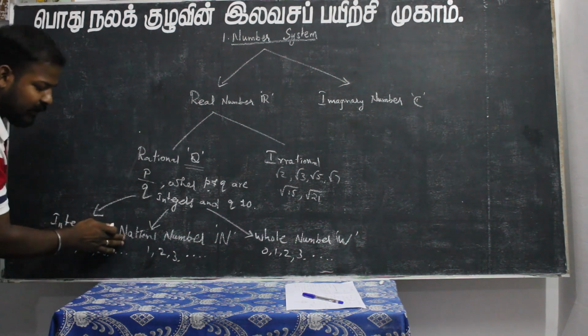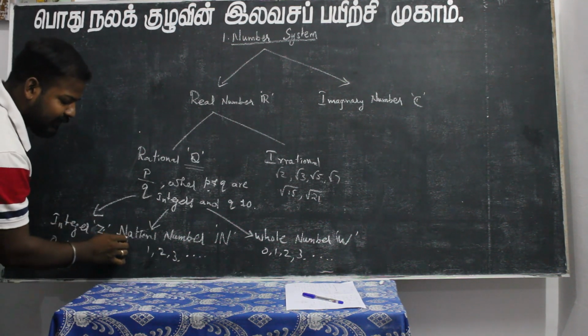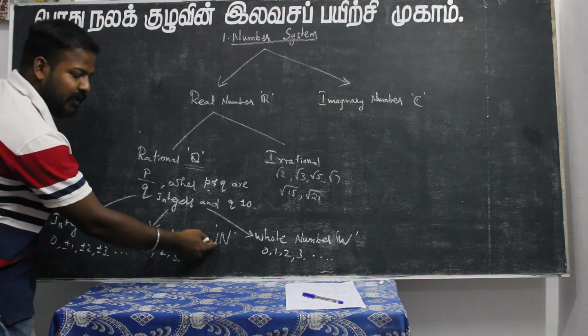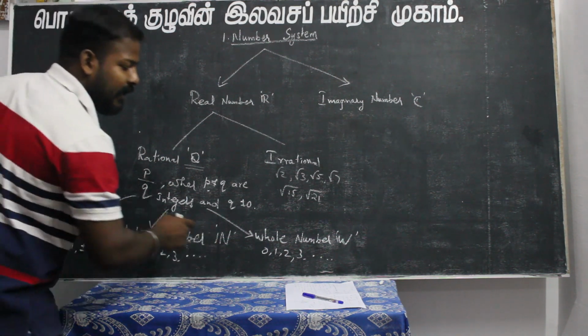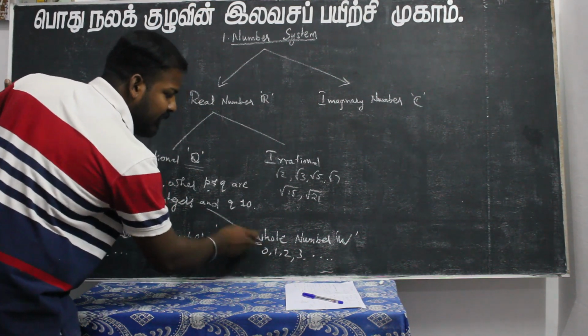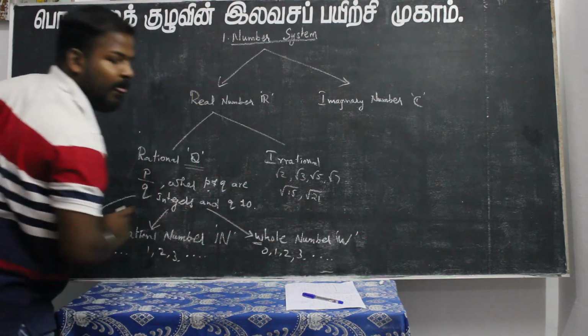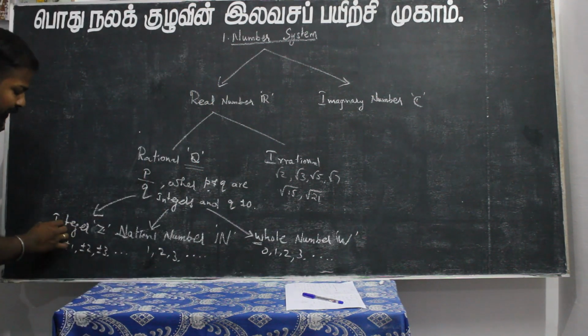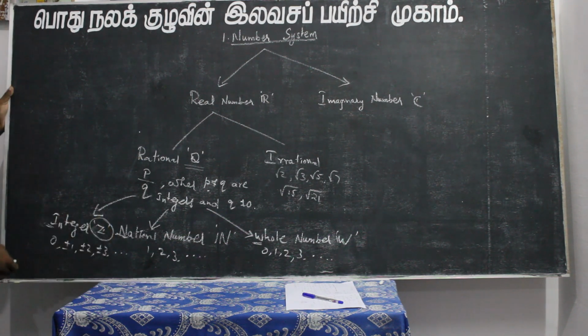Next, the natural number starts with N, that is why we use capital N. Whole number starts with W, that is why we use W. But integer starts with I, yet we use the notation Z. Why do we use Z?